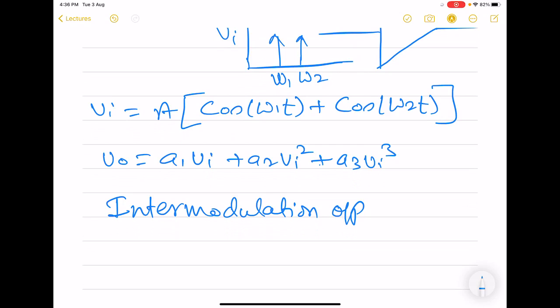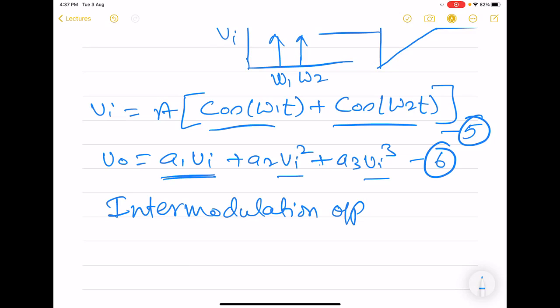So to find out what will be the output, we have to substitute this input, say from equation 5 into equation 6, and then carry out the complete analysis. And in this case, because we have two sinusoids, finding out square and cube will involve a lot of terms. So we will not write the exact expression for the final output. Rather, we will take each term one by one. And it is easy to see that the first order term will have no effect. It will simply multiply each of the two sinusoids by small a, which is the usual gain of the amplifier.